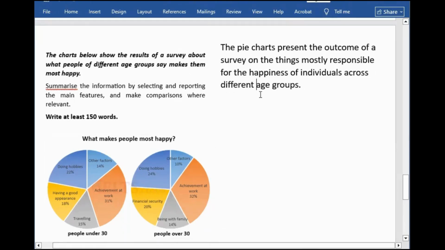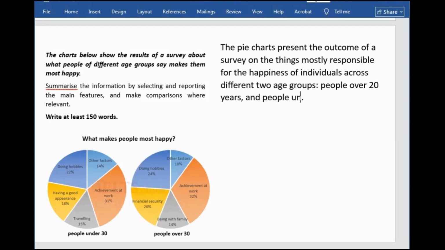So we have just two age groups here. Two different age groups. So I'm going to put a colon here, and then I'll write the two age groups. People over 30 years and people under 30 years. That's my first sentence. Then I'll write a second sentence, and mention these categories in the pie charts.